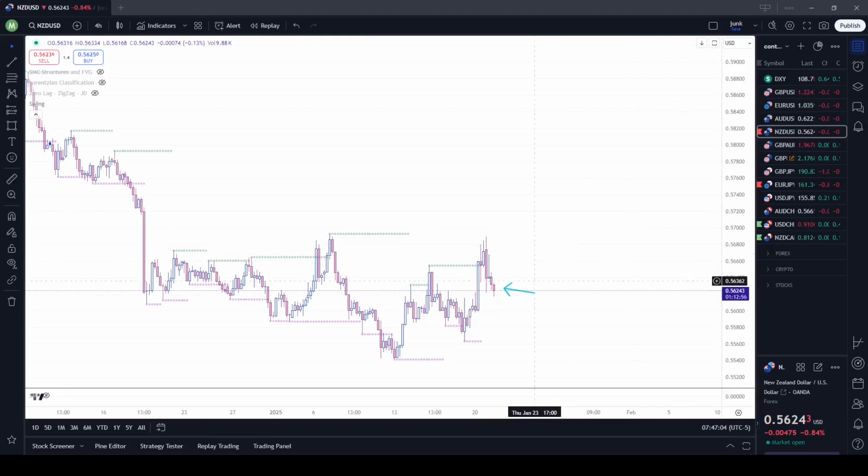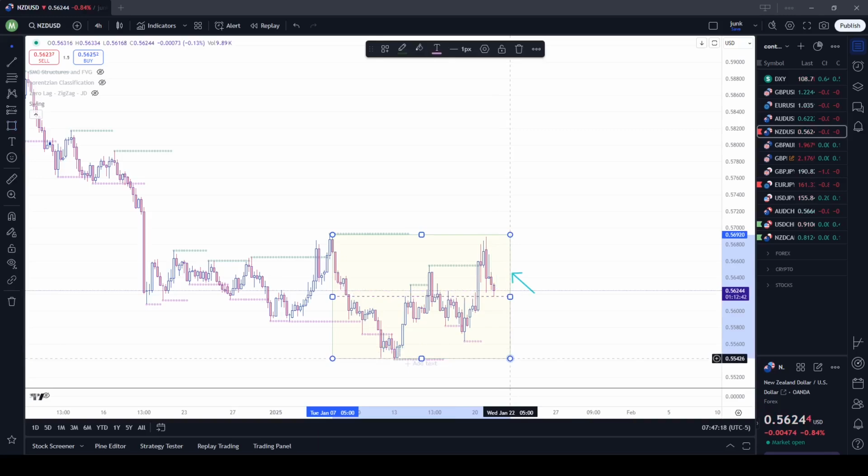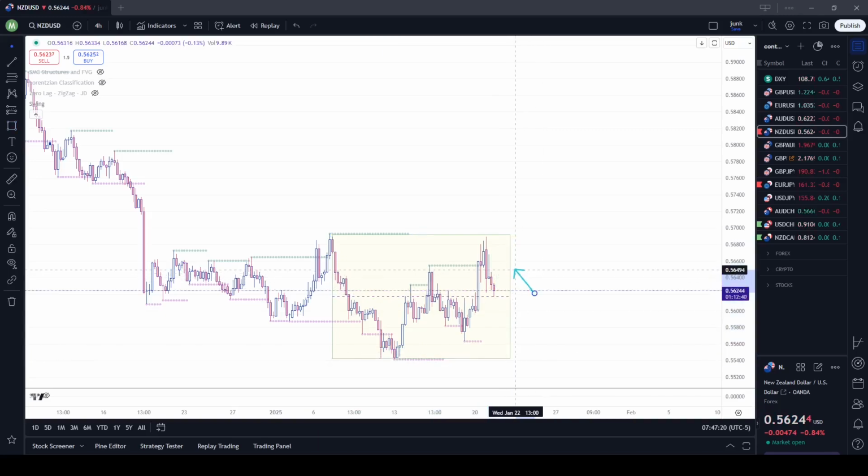NZD USD, similar situation. It's been trading sideways. What I did map out was a 4-hour structure, from this being a lower high and that being a low. So let's map out that. This also was able to pull back significantly into premium, just like AUD USD. Internally, this is bullish, making higher highs, higher lows, higher highs, higher lows. So fractally, it's bullish, at least on the 4-hour chart.